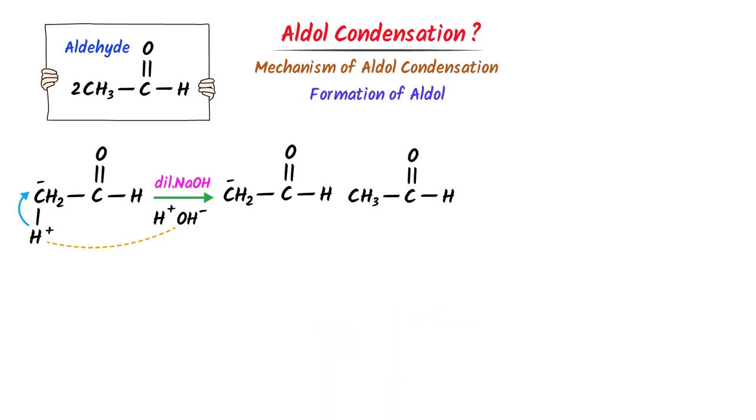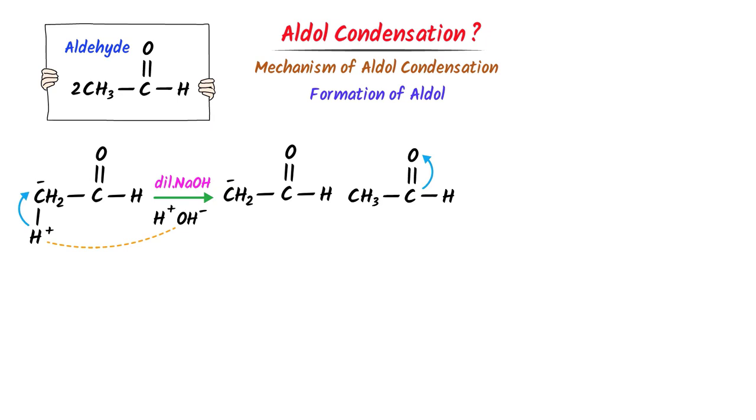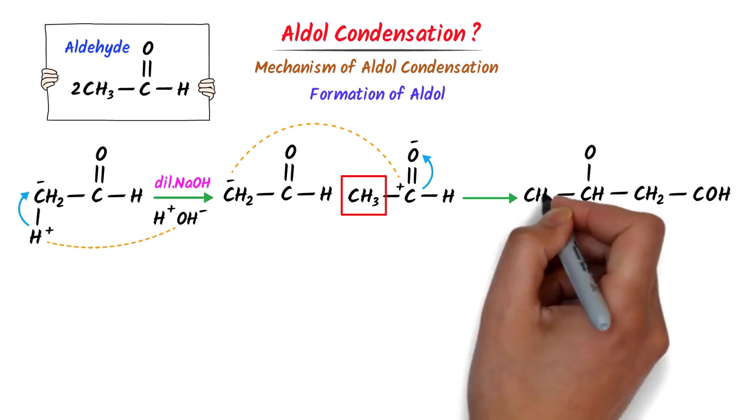Now I take the second molecule of aldehyde. I write it here. We know that oxygen is highly electronegative. It will attract the shared pair of electrons. Hence partially positive charge appears on this carbon and partially negative charge appears on this oxygen. Now this negative carbon will attack this positive carbon. I take this CHO. I write it here. I take this CH2. I write it here. I take this COH. I attach it to this carbon. I take this CH3, I write it here.